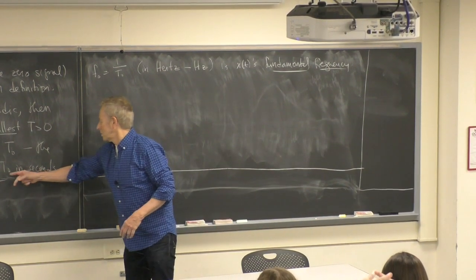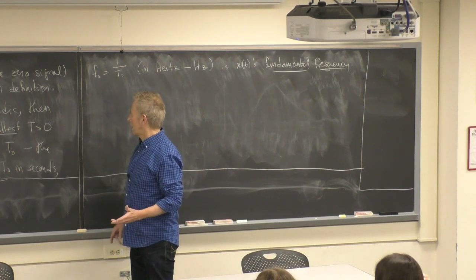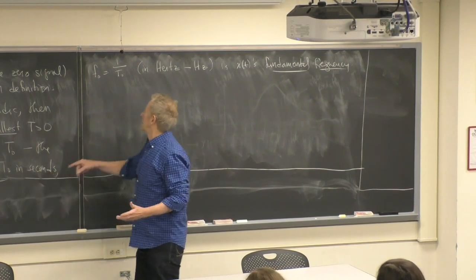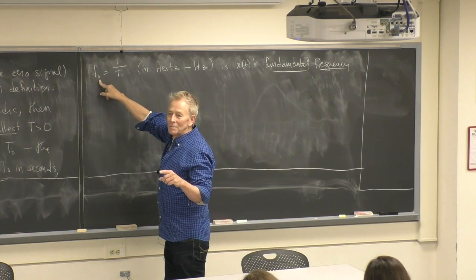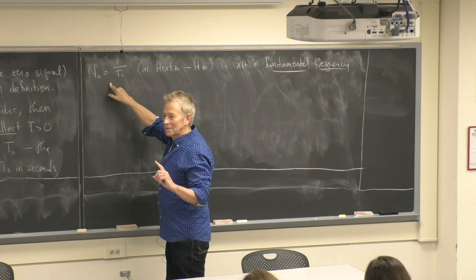t0 is always going to have dimension of time and units of seconds. f0 has dimensions of inverse time and units of hertz.